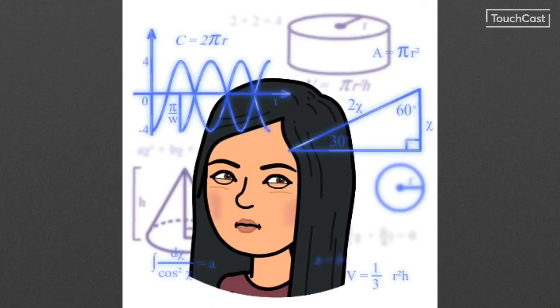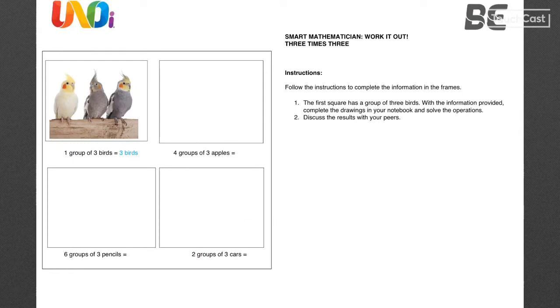I know this must be your face right now. Like, what? I don't understand anything about this. Okay, let us do an exercise all together to answer this grouping and multiplying. 3 times 3. Instructions. Follow the instructions to complete the information in the frames. The first square has a group of 3 birds. With the information provided, complete the drawings in your notebook and solve the operations. Then discuss the results with your peers.